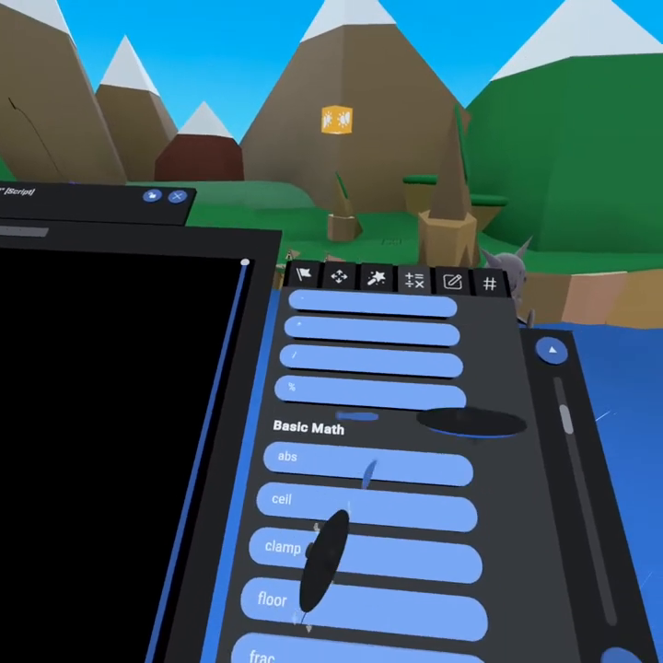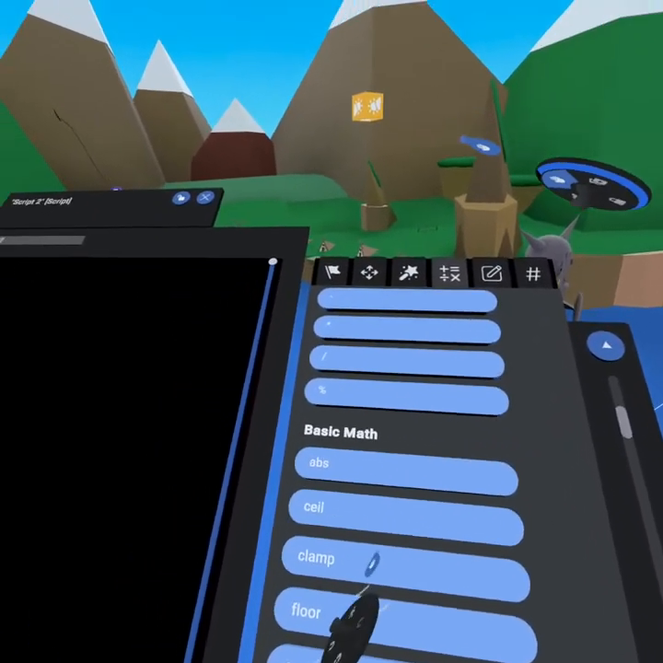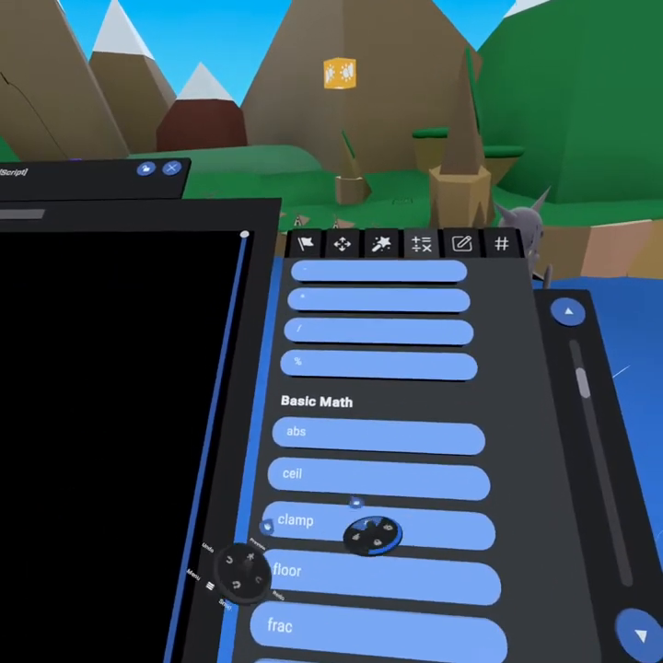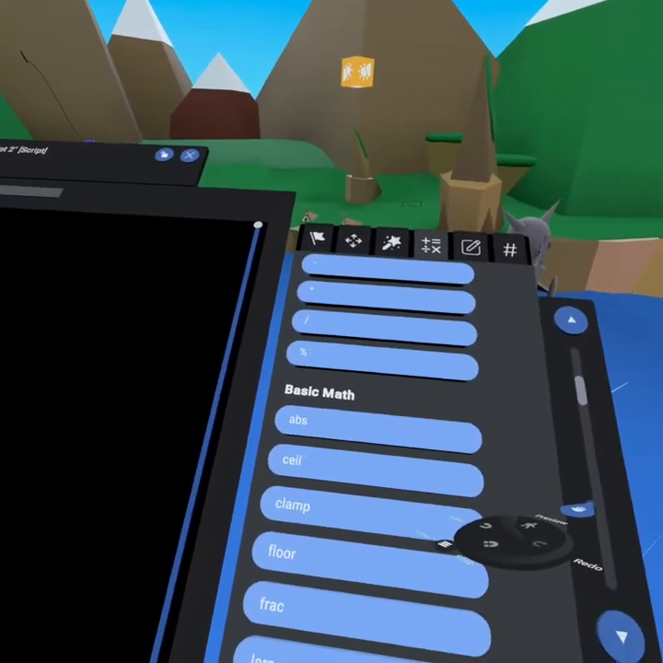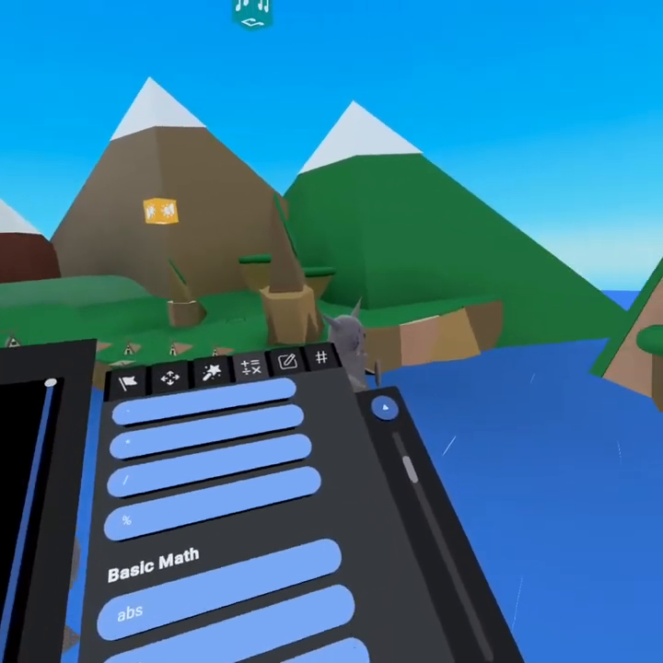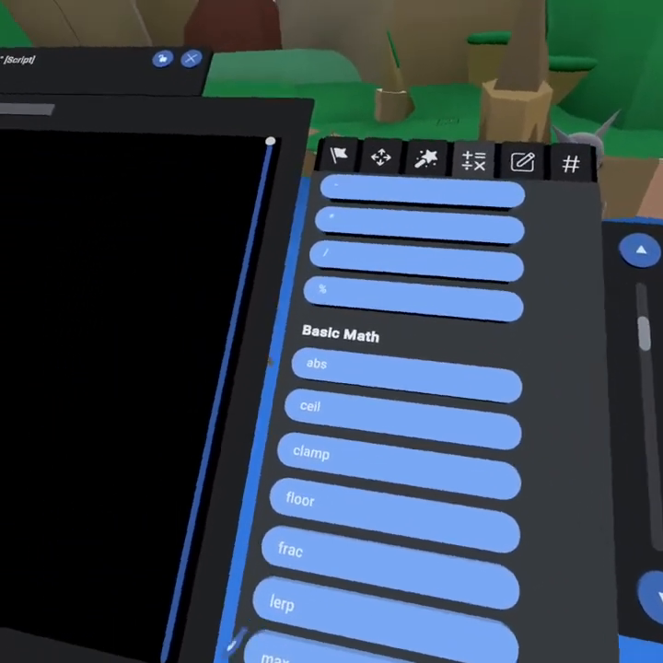Ceiling is gonna find the ceiling. So if you have a fraction like 1.5, it's gonna give you a 2. So if you plug 1.5 into a ceiling operation, it's gonna bring you the highest whole number. So that would be 2, or if you had 2.75, that would be 3. If you had 2.1, that would still be 3.